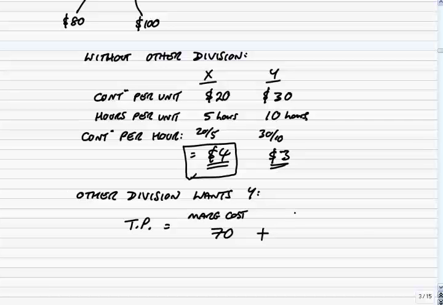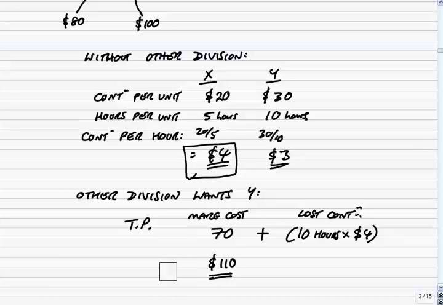But because of the limited capacity, we are losing contribution. And how much are we losing? We're losing $4 for every hour we take. And how many hours does Y take? It takes 10 hours. We're taking away 10 hours for each unit, hours that could have been earning $4 by making product X. And therefore, we'll have to charge at least 110. And sorry, the transfer price must be greater than or equal to 110.